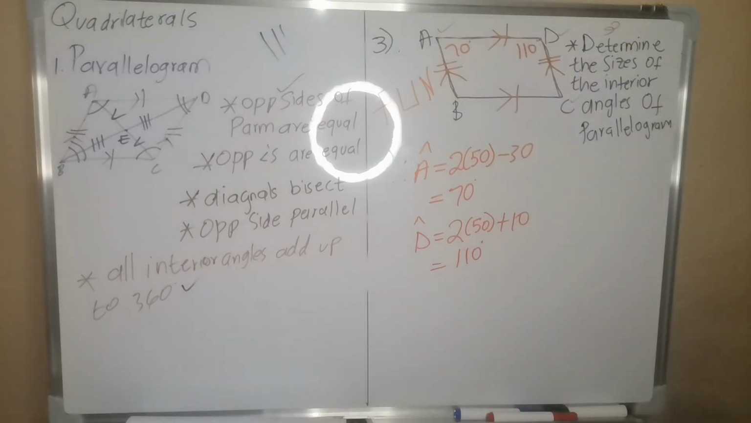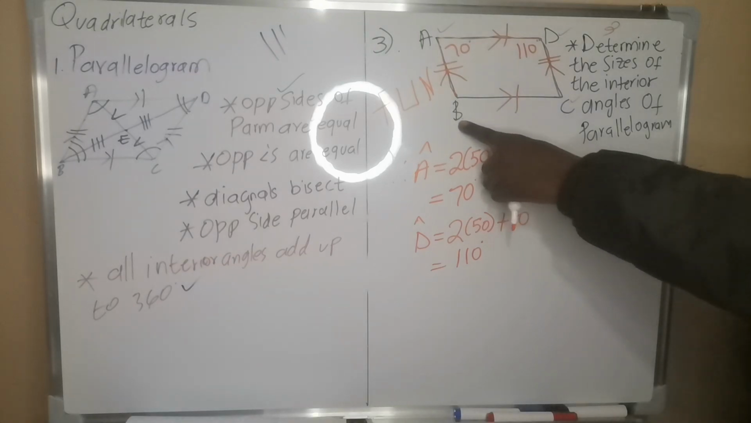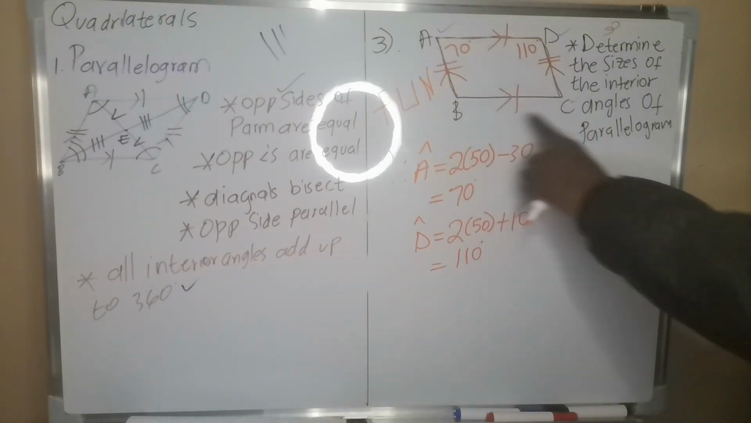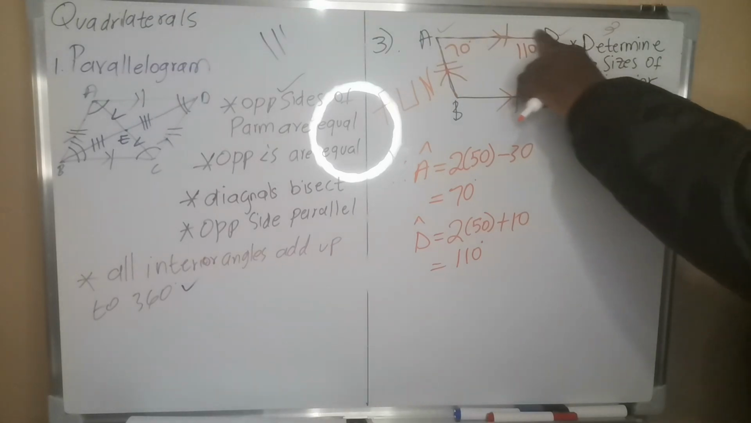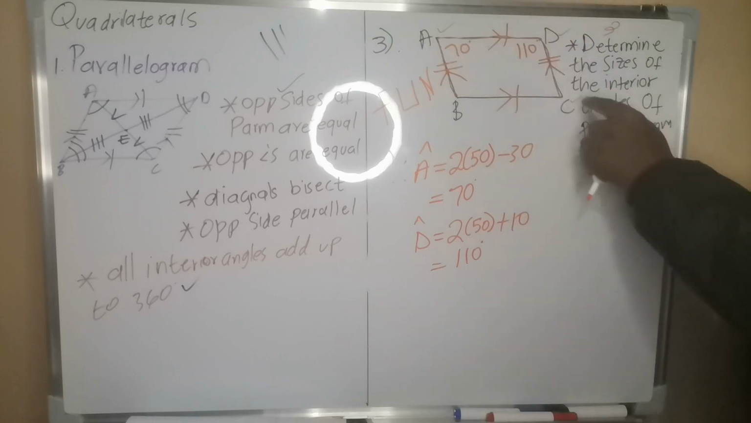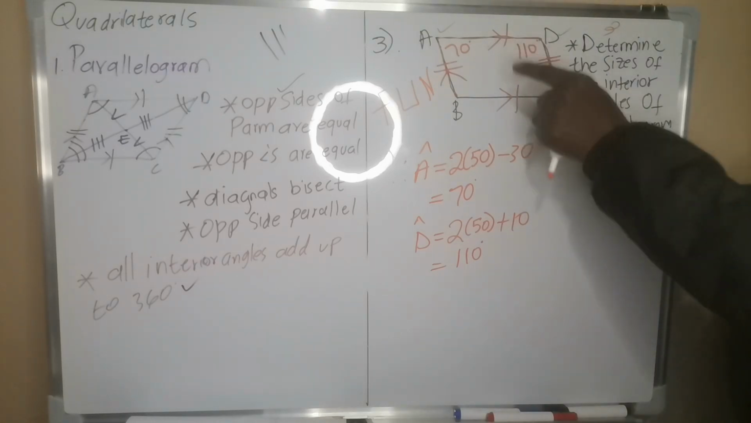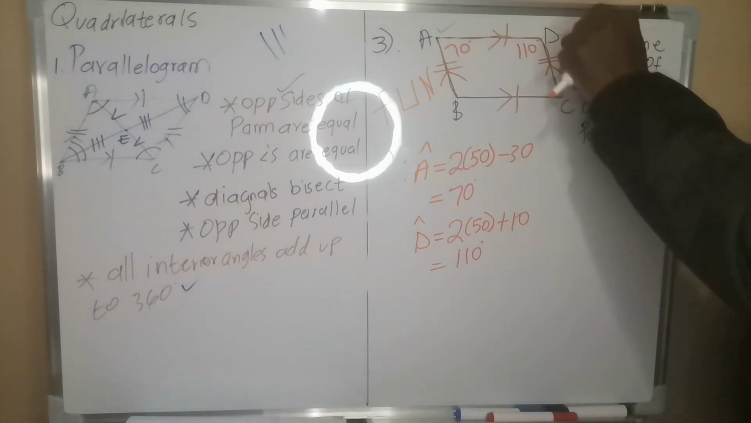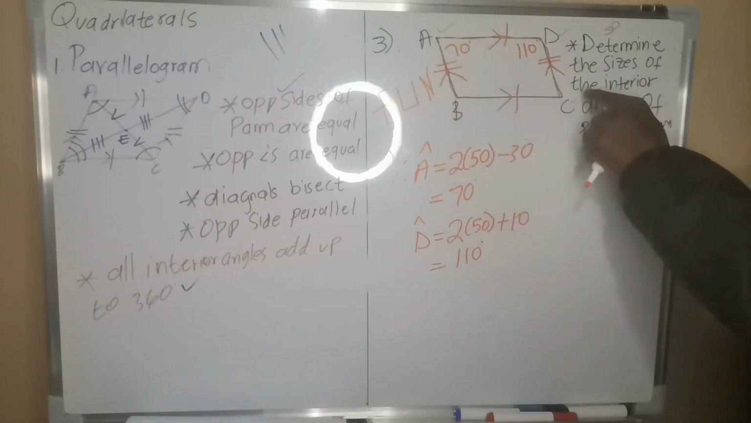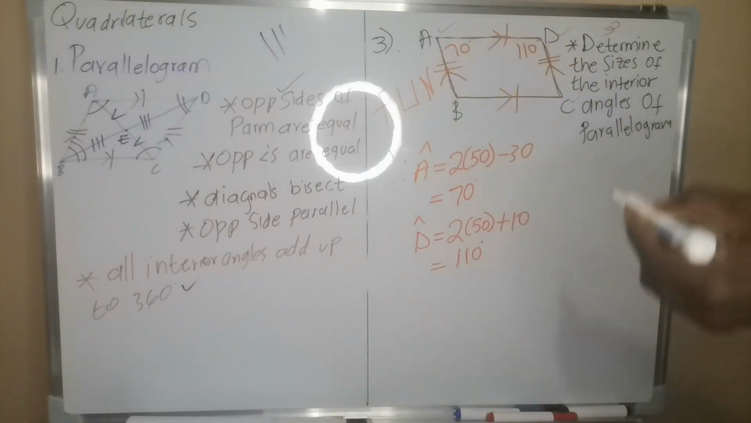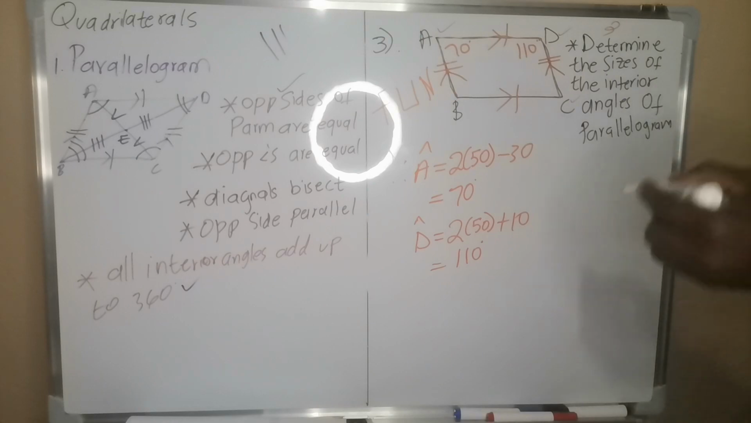Now, I'm left with finding B and C. How can I find B and C? I can find B and C through the use of the U shape. Here's my U. My U starts from D to A to B to C. I can say angle A plus angle B equal to 180, co-interior. Then 180 minus 70 is 110.